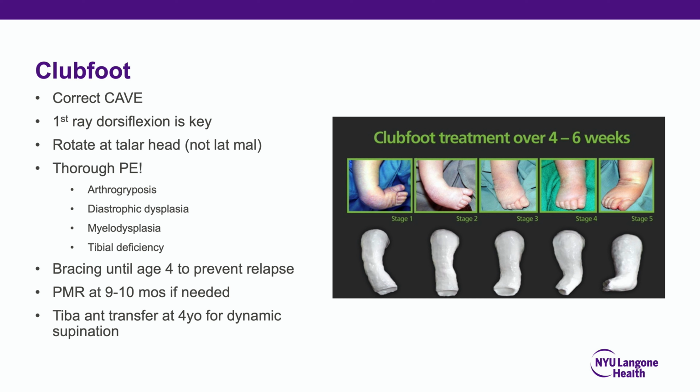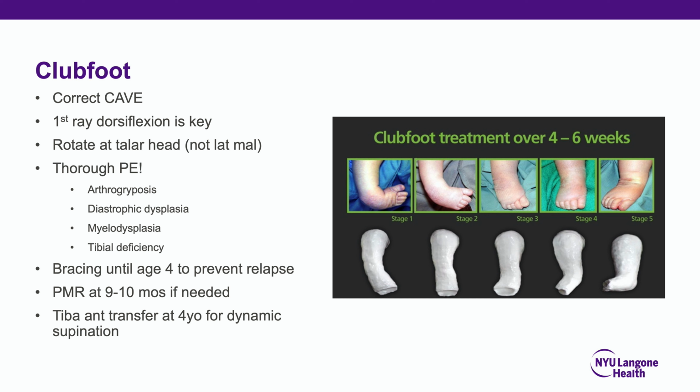Chugging on down the line to the foot, let's talk about clubfoot. You want to correct them in this order: CAVE, referring to the cavus, adductus, varus, and equinus deformities. First ray dorsiflexion is really key to maintain in order to appropriately line up the foot. And you want to make sure that you're rotating at the talar head, not at the lateral malleolus or at the cuneiforms. A thorough physical examination is paramount.